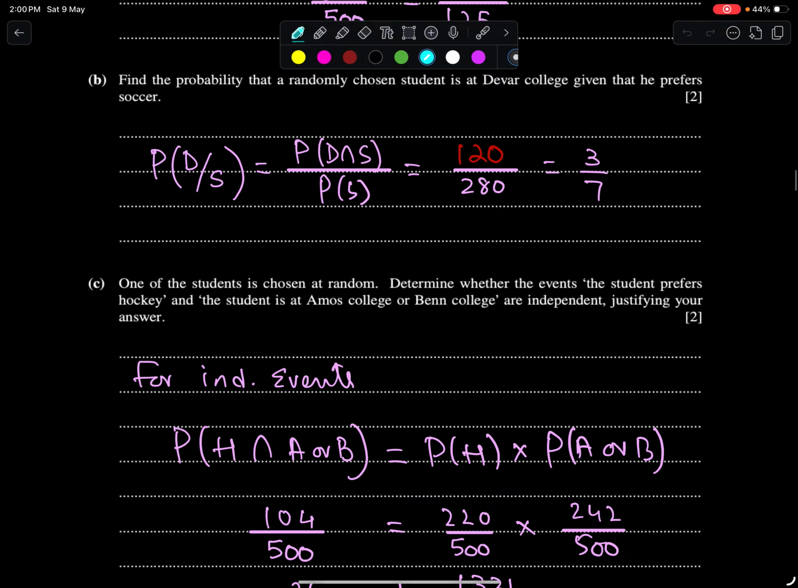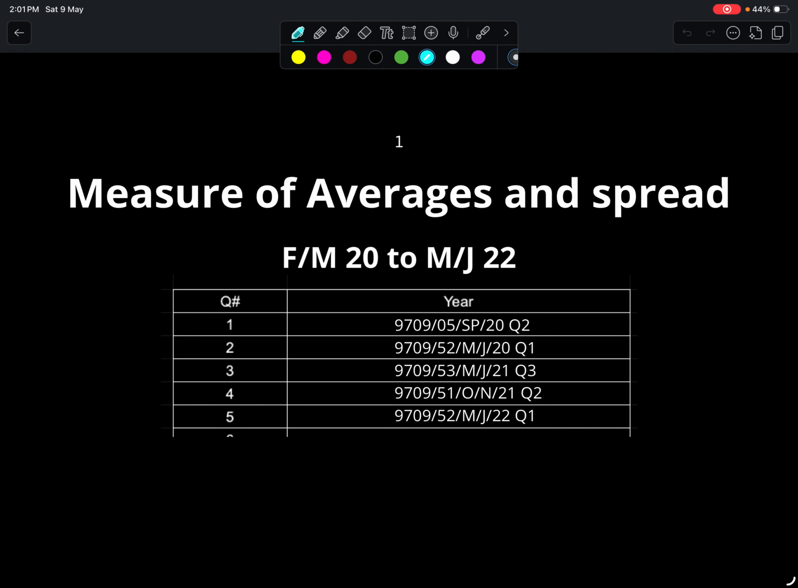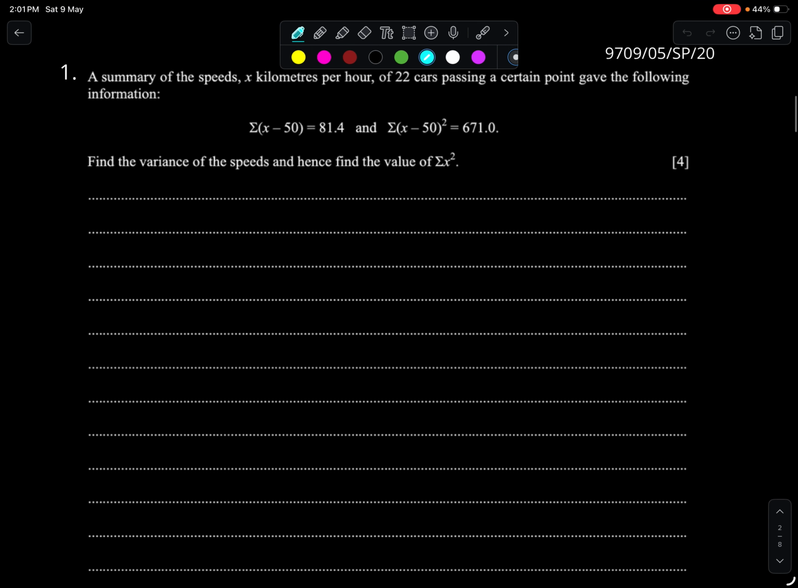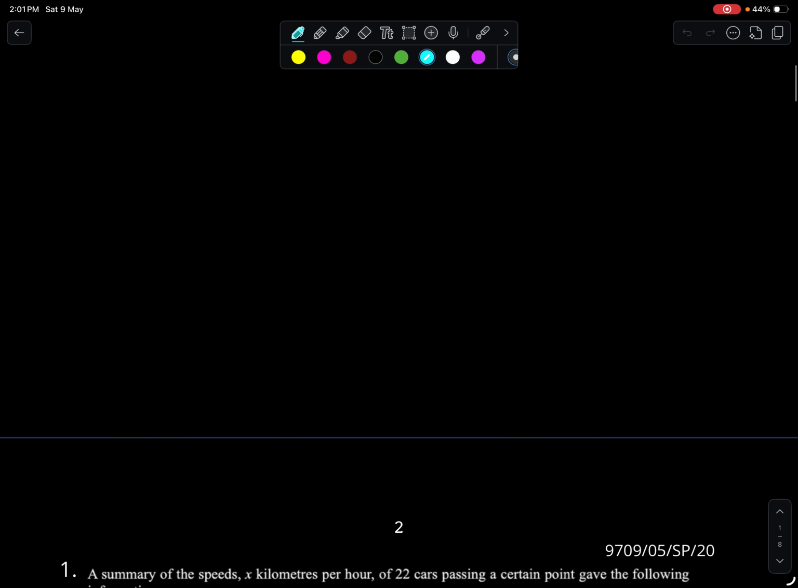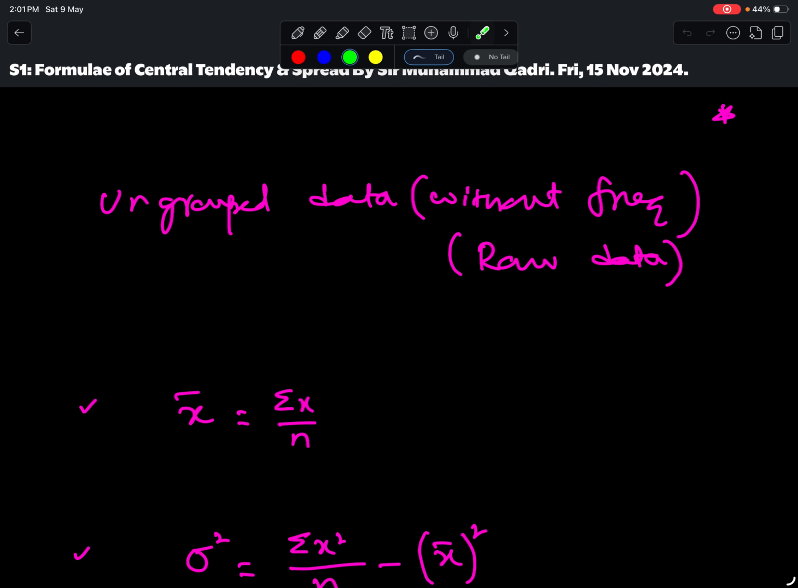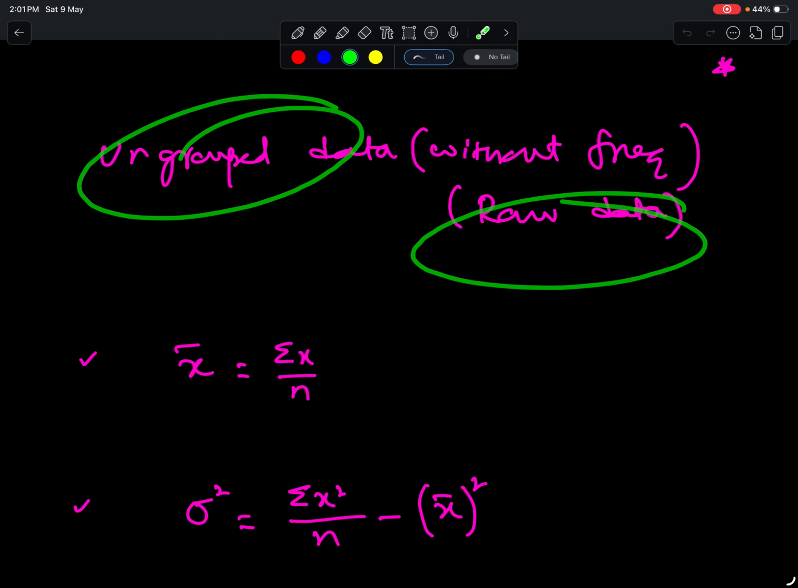Okay, probability distribution is over. Now 2 chapters are left, representation of data and permutations and combinations. Alright, let me first do measures of averages and spread. Before starting this, let me tell you the formulas. So ungrouped data, without frequency, raw data. Ungrouped data means raw data or without frequency data.